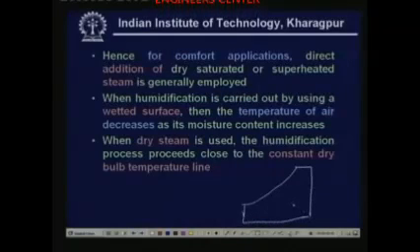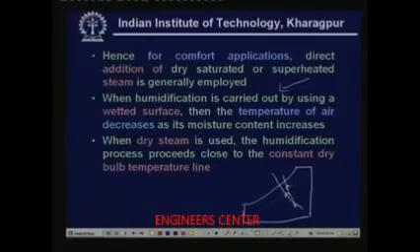Let us say that this is the inlet condition of air to the humidifier, and you are using a wetted surface. Then you find that if this is your wet bulb temperature line, the process line may proceed along this or slightly close to this. So the outlet temperature will be lower than the inlet temperature.